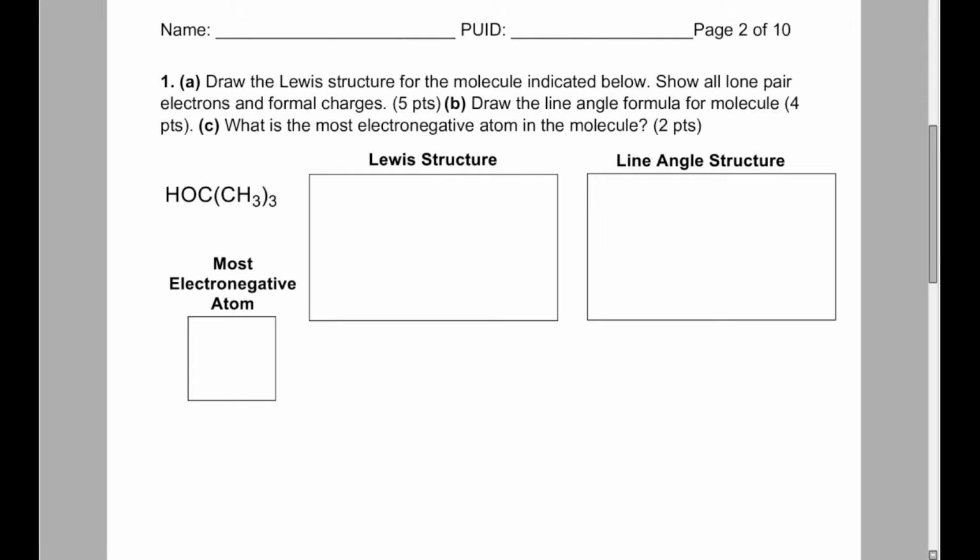1A. Draw the Lewis structure for the molecule indicated below. Show all lone pair electrons and formal charges. B. Draw the line angle formula for the molecule. And C. What is the most electronegative atom in the molecule?